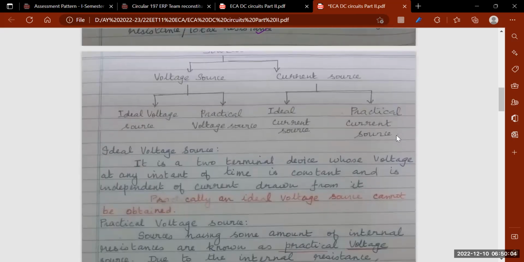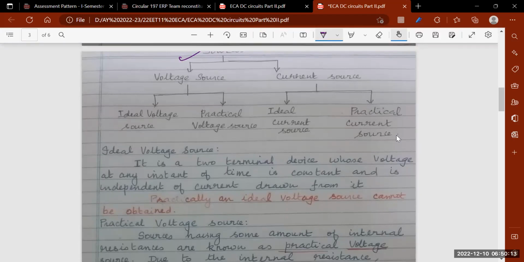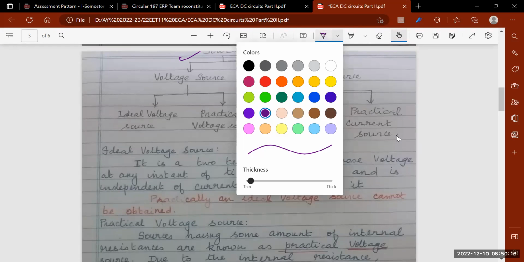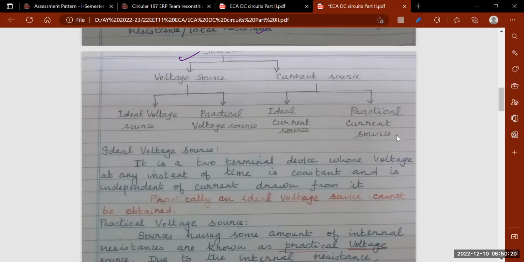Now, my next point of discussion is sources and their classification. In a major classification, sources are classified as the voltage source and the current source. Again, there is a classification of two: in the voltage source, the ideal voltage source and the practical voltage source, and in the current source, the ideal current source and the practical current source.